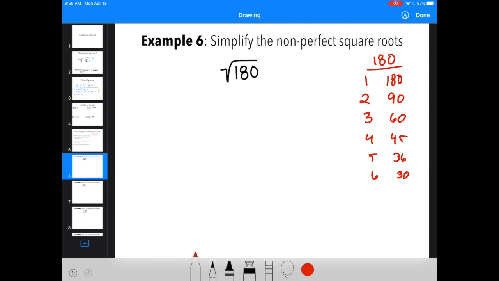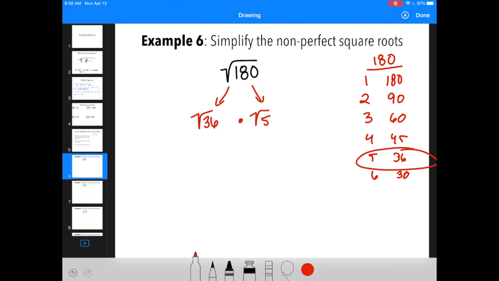Now, looking at that list, which values are perfect squares? Well, 5 and 36 are. Square root of 36 is 6. Okay, so I'm going to use 36. So if I break up 180, I'm going to break that up into the square root of 36 times the square root of 5.